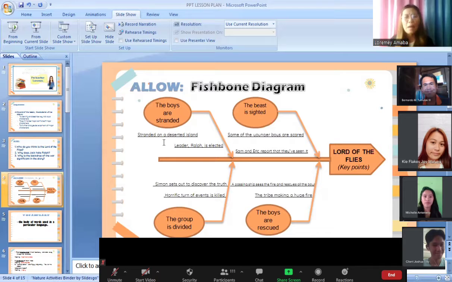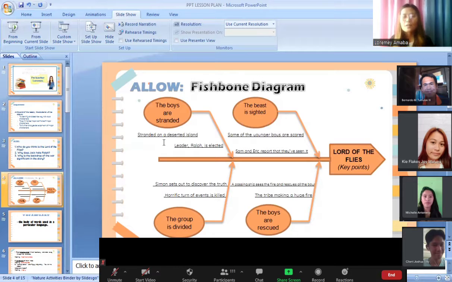What happened at this time was the boys find themselves stranded on a deserted island with no adults to supervise them. And it happened also that Ralph is elected as a leader. And you know what, class? Not everyone is happy, most especially Jack.